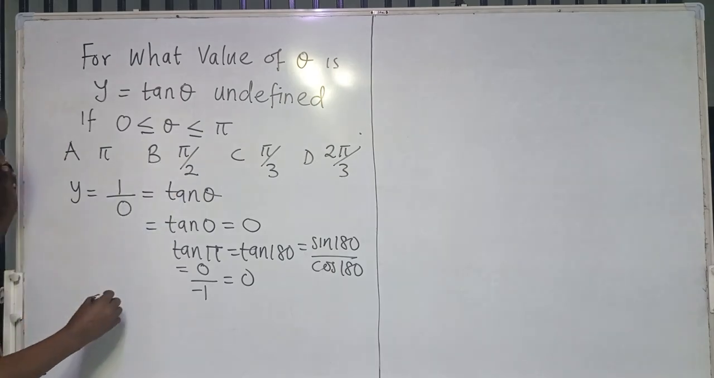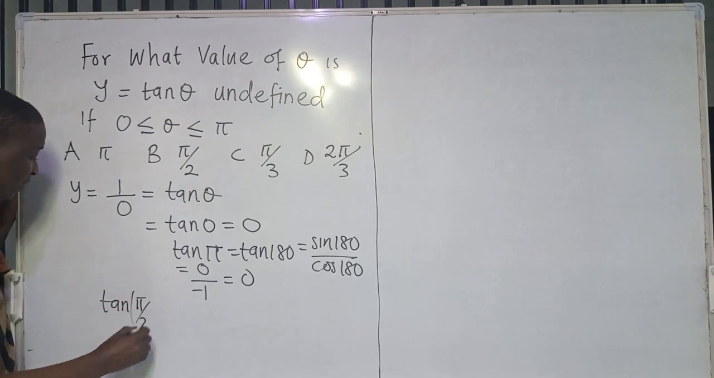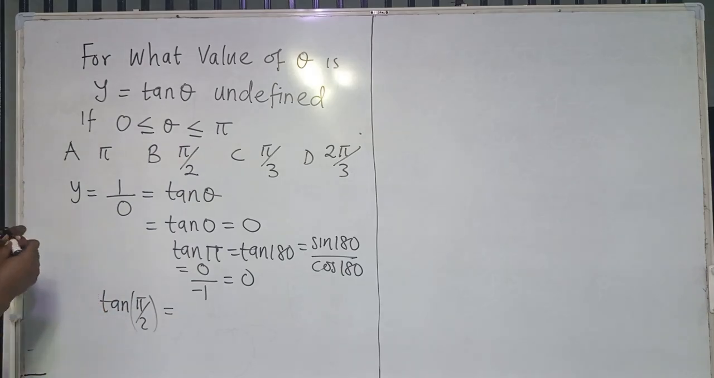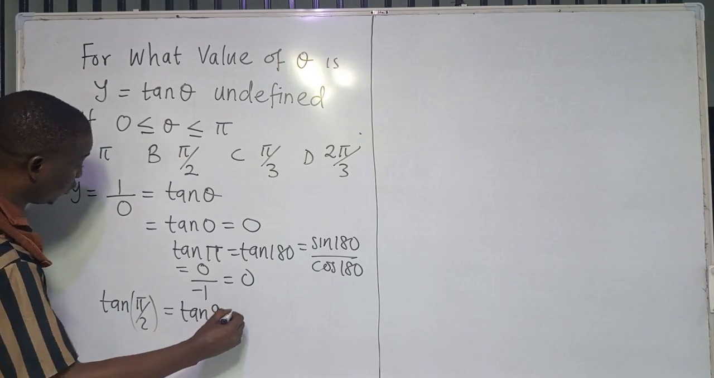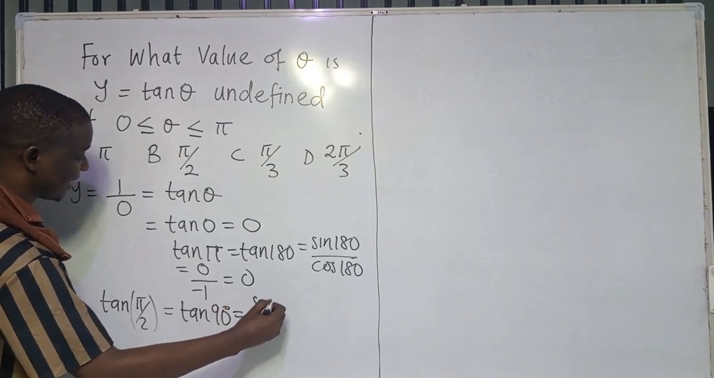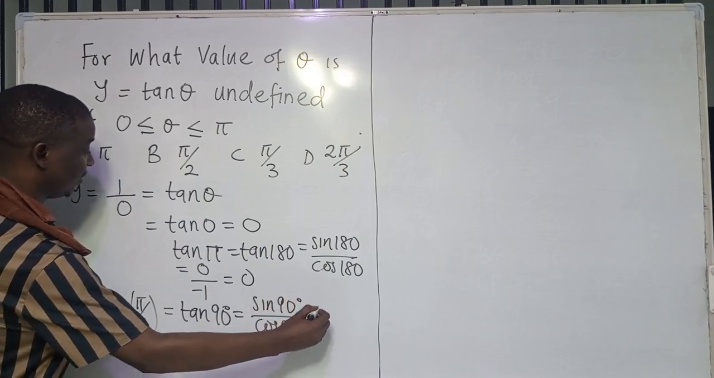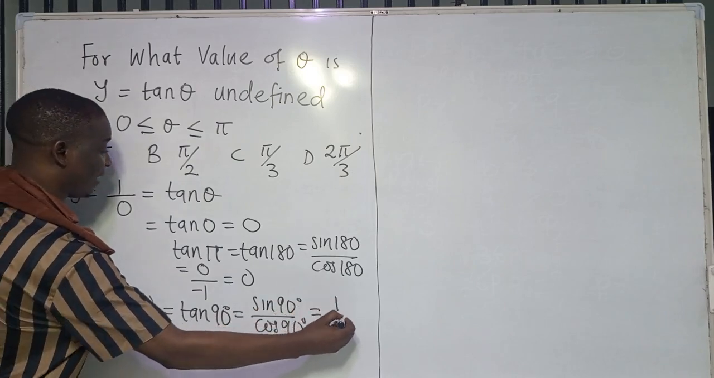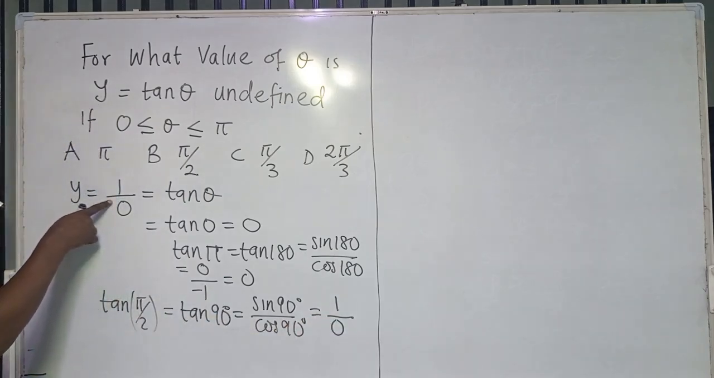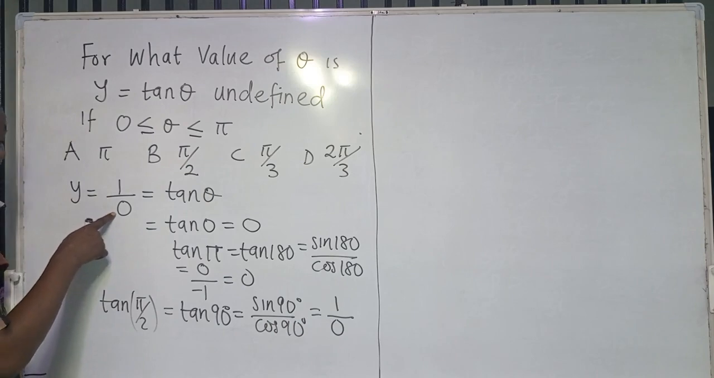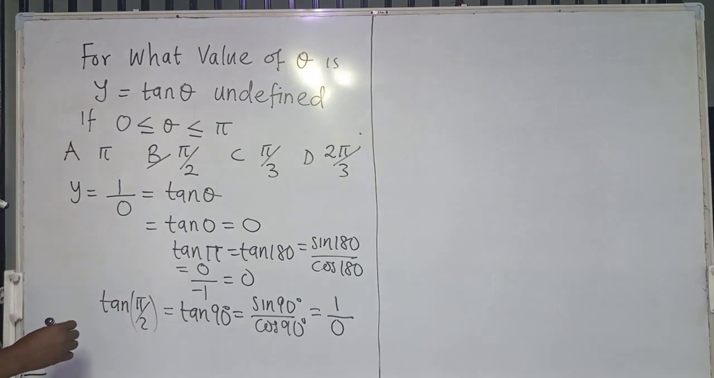If you check the options, we have tan pi over 2, which is the same thing as, pi is 180, so divided by 2 is 90. So tan 90 degrees is equal to sine 90 over cos 90 degrees. Sine 90 is 1. Cos 90 is 0. It's looking undefined now. I told you that 1 over 0 is undefined. So this one can be an option for us to consider.